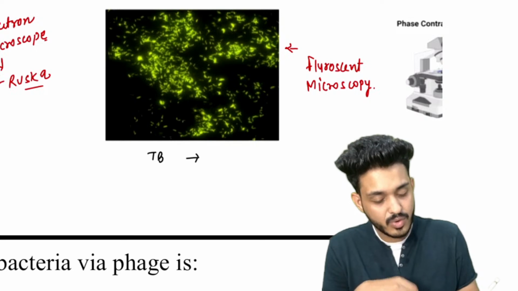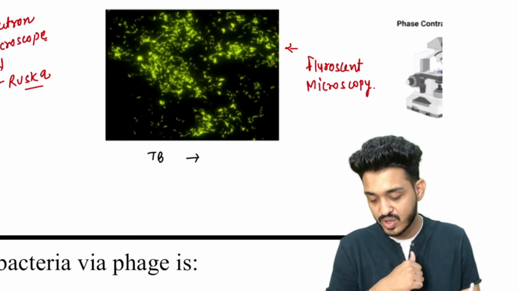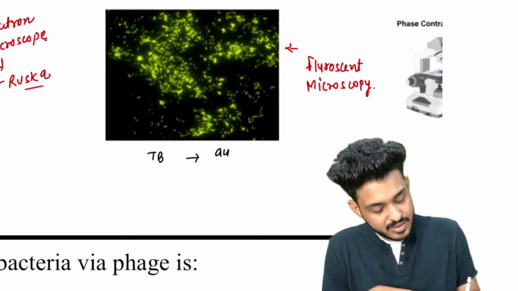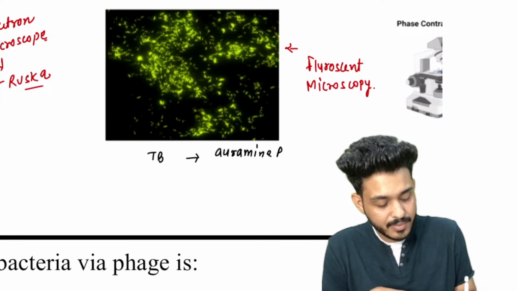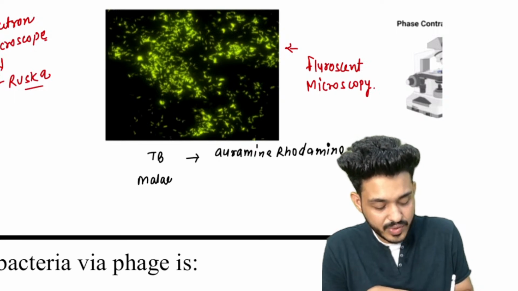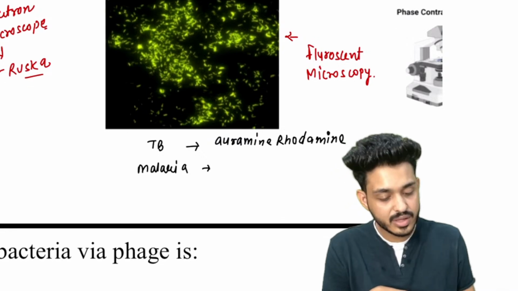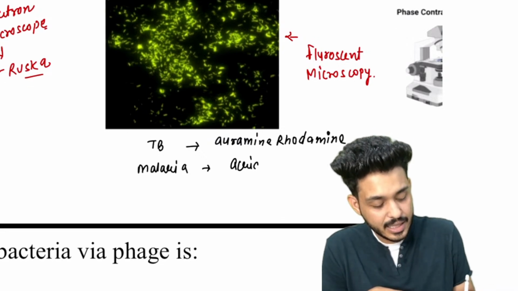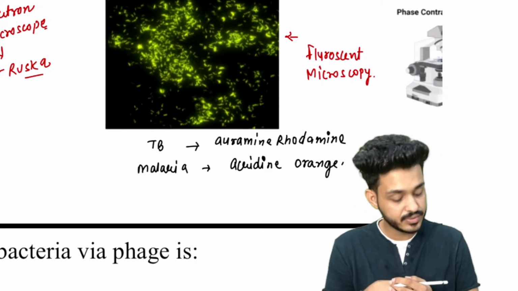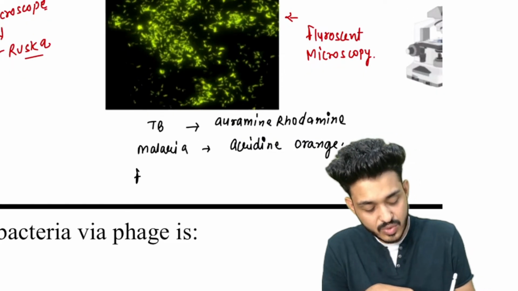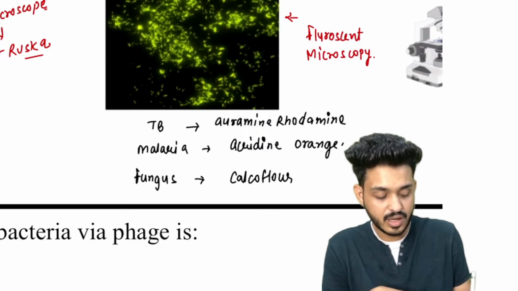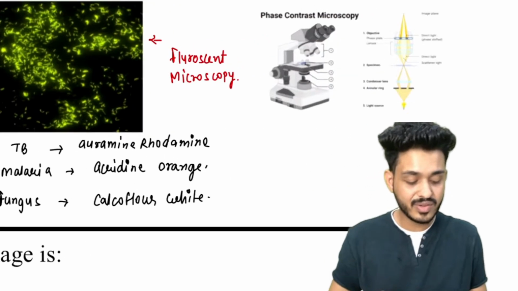For TB, what is the dye that we are using? Try to answer, guys. Very good. That is auramine rhodamine. Auramine rhodamine is the dye that we are using for TB. For malaria, what we are using, guys? That is your acridine orange. Acridine orange we are using for malaria. Apart from that, for fungus, what we are using? Fungus we are using calcofluor white. So these are the important ones that you have to remember.